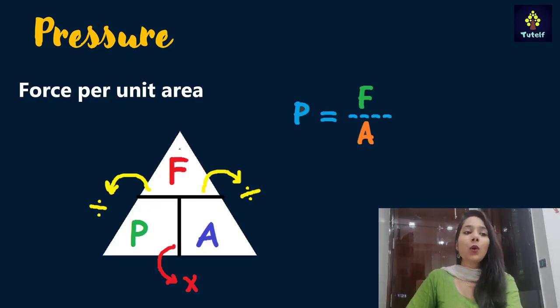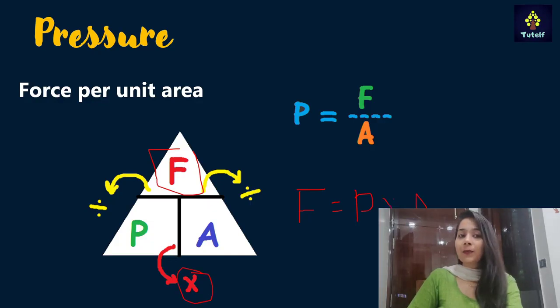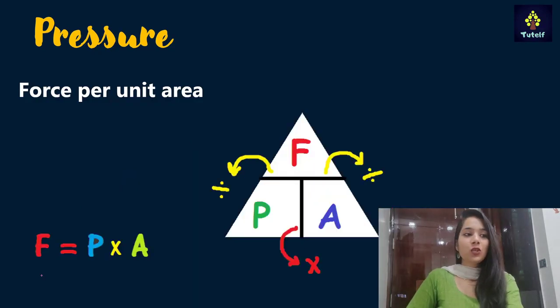Next, let's take force. For force, I'll write F. Since I want to find force, I'll write equals. The two remaining terms are P and A. The line that comes in between P and A is that of multiplication. So this is the formula we get. Force is equal to P times A.